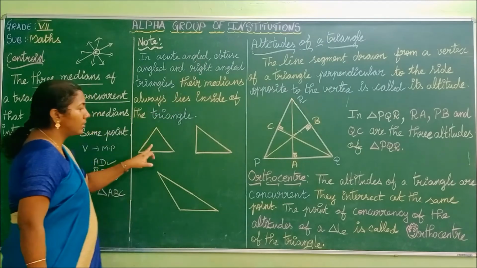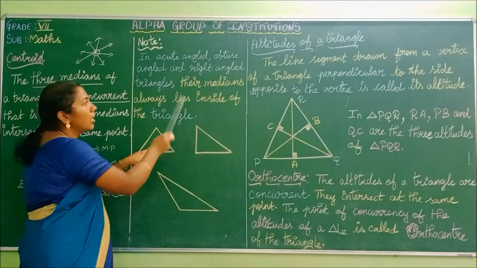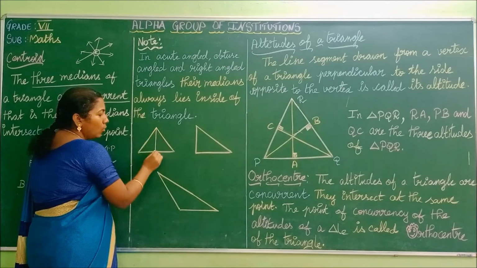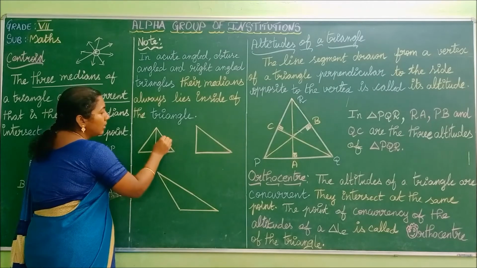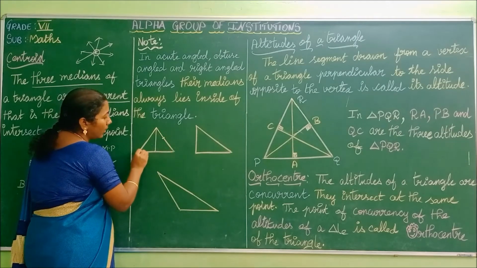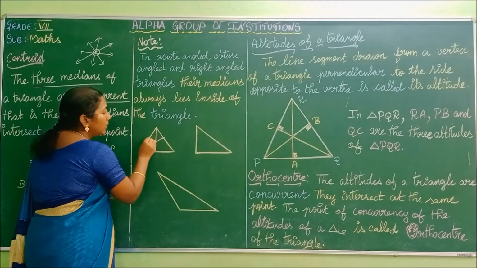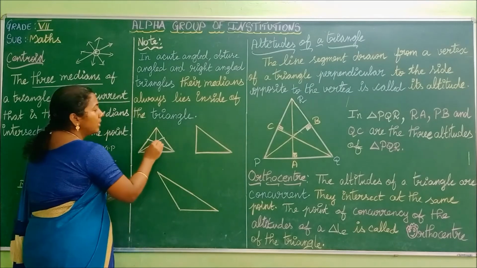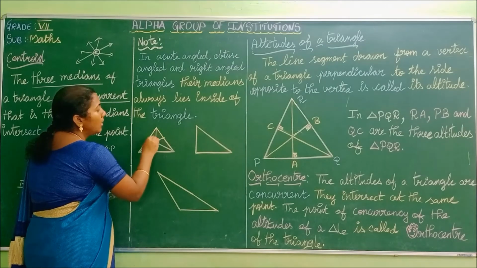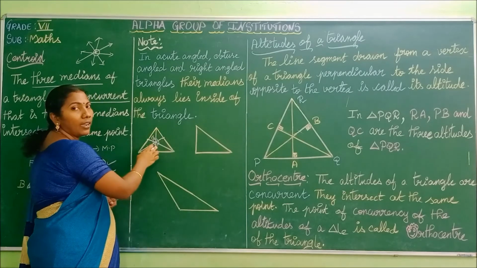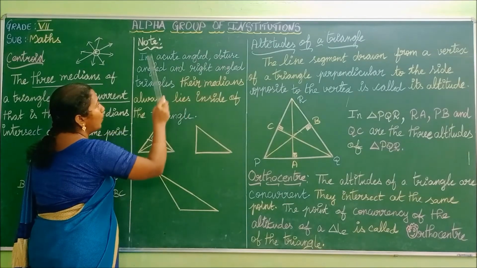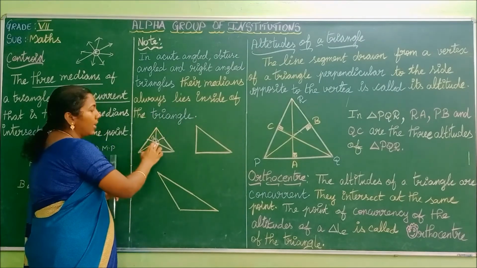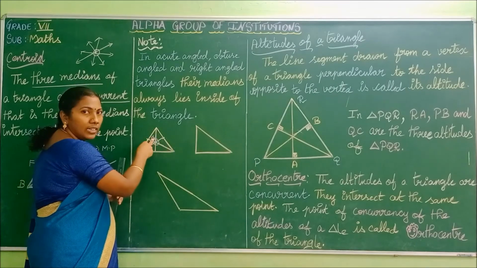In an acute angle triangle, see, this is an acute angle triangle. According to the note, medians. What are the medians? The line joining the vertex to the midpoint of its opposite side. Think that this is the midpoint of this side. So we are joining the vertex to its midpoint. Think this is the midpoint of this side. So we are joining this midpoint to its vertex. So this is the centroid. See, all the medians lie inside the triangle. That is, they are saying that in acute angle, obtuse angle and right angle triangles, the medians always lie inside the triangle.